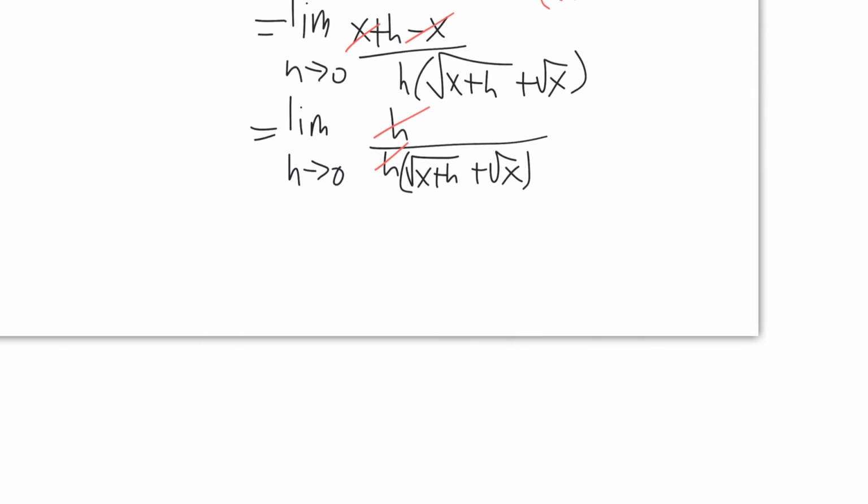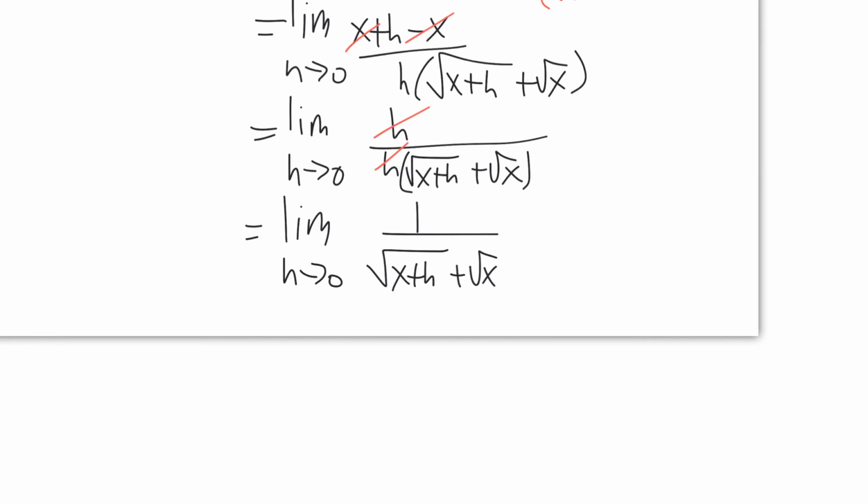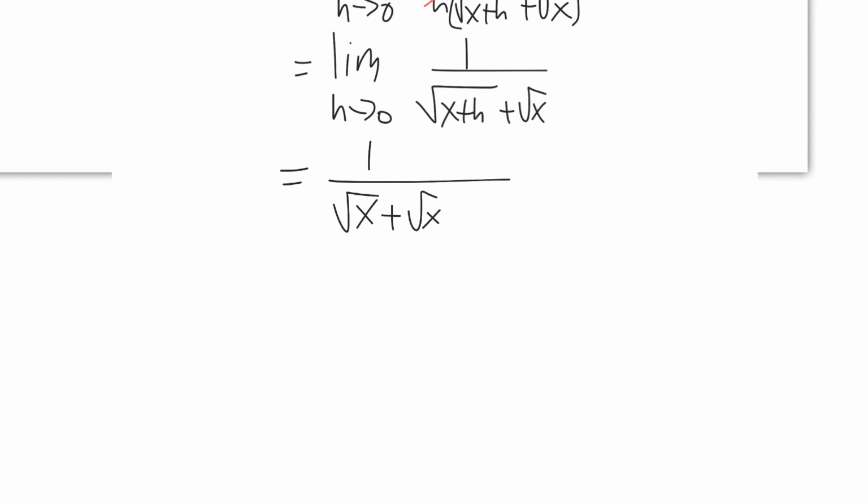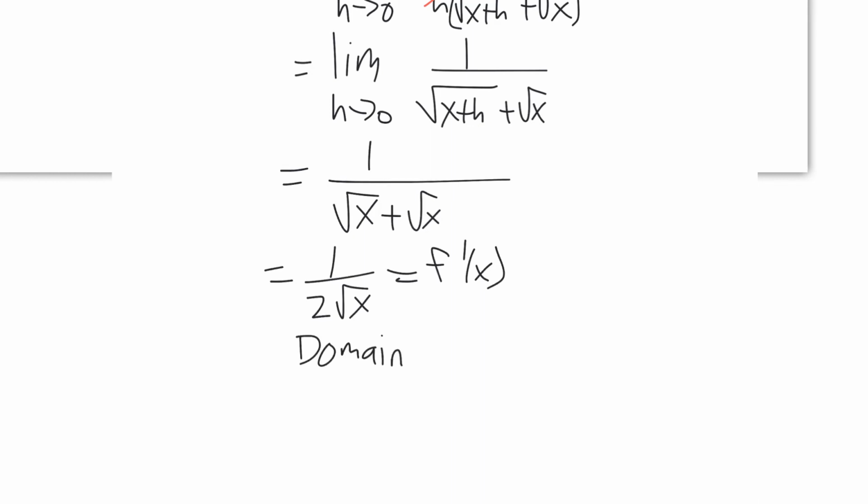Remember, when nothing is left on the top of a fraction, you always still have a 1. So you've got the limit as h approaches 0 of 1 over root x plus h plus root x. And it's time to go ahead and take that limit. That'll give 1 over root x plus root x, which is equal to 1 over 2 root x. And so in this case, we have the derivative. The domain is going to be, well, it can't be negative numbers, and if x was 0, you divide by 0. So the domain is from 0 to infinity.